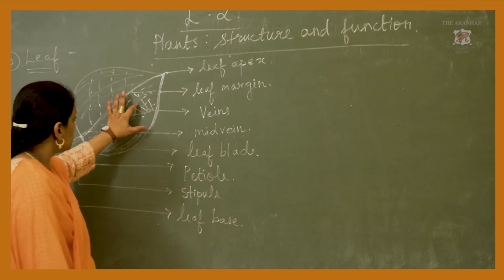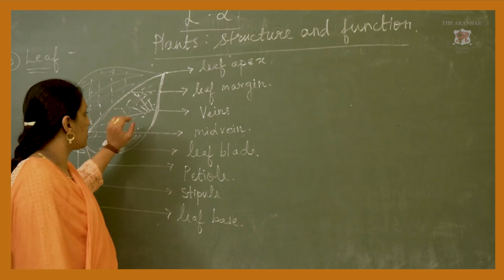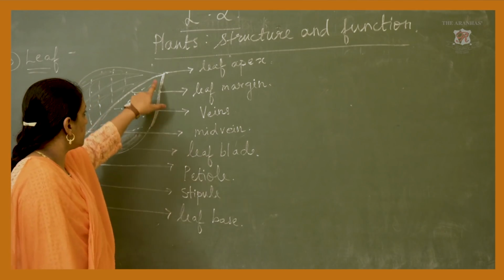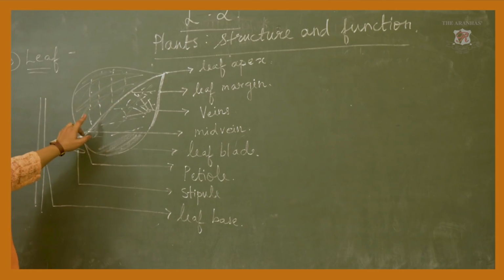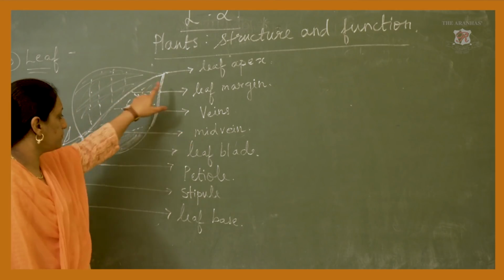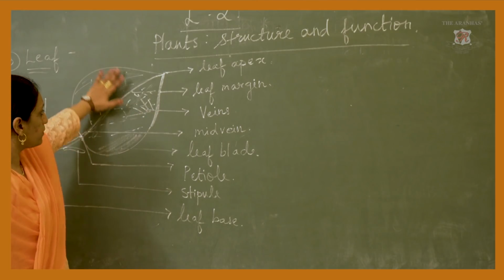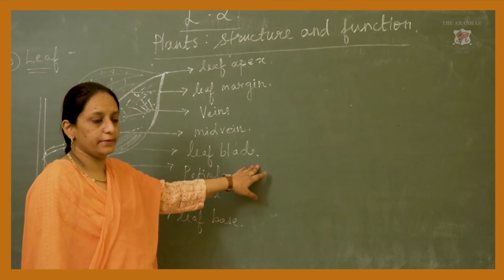Then there are many small lines on the leaves, many small yellowish color lines. They are called as veins. The center big line of the leaf, which divides the leaf into two parts, is called as the mid vein. Mid vein is only one because it is the main vein. Then the flat broad part of the leaf, which is green in color, that is called as the leaf blade.